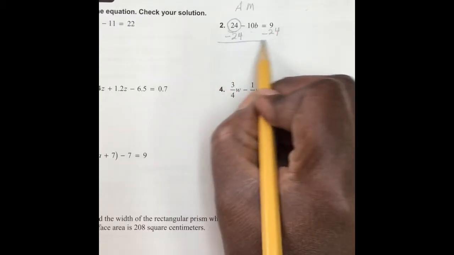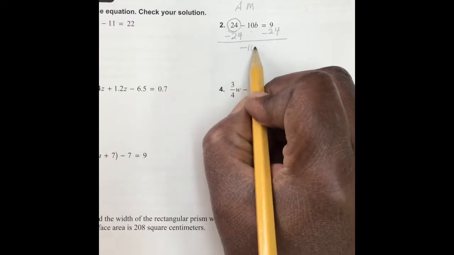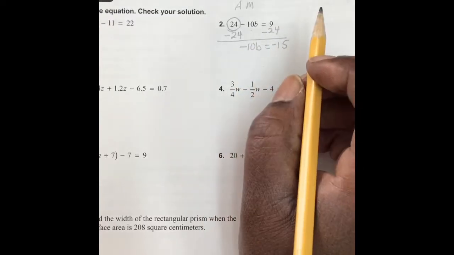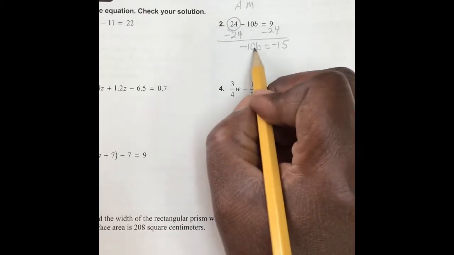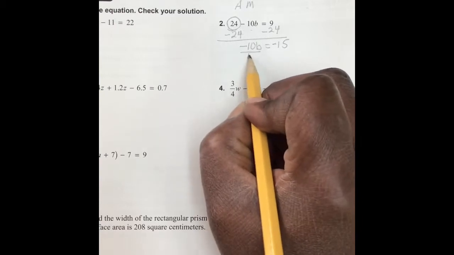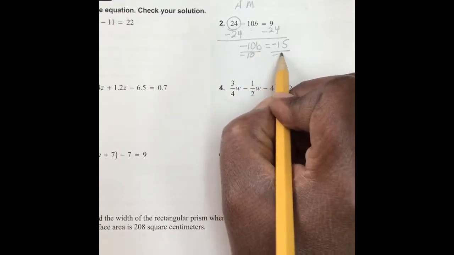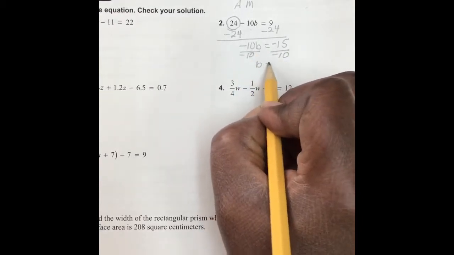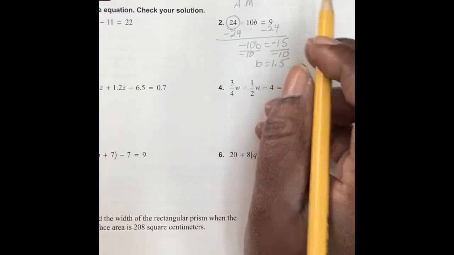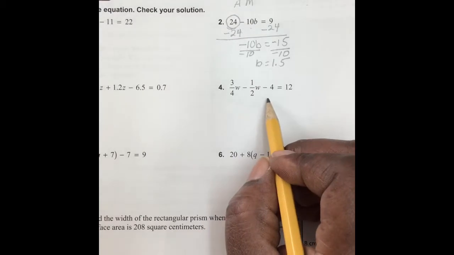Once we do that, then we have negative 10b is equal to negative 15. Now, from there, instead of multiplying by negative 10, we're going to divide by negative 10, and b is going to be equal to a positive 1.5. Okay? Let's look at number 4.